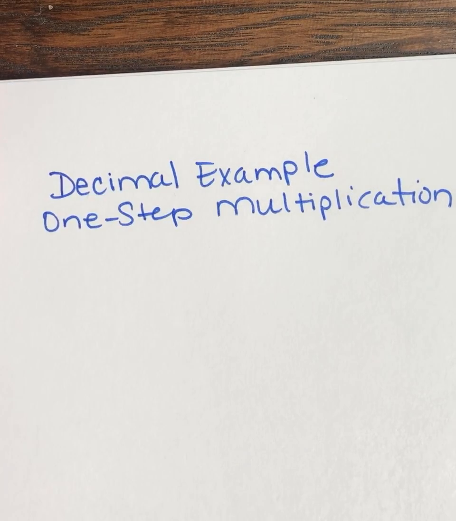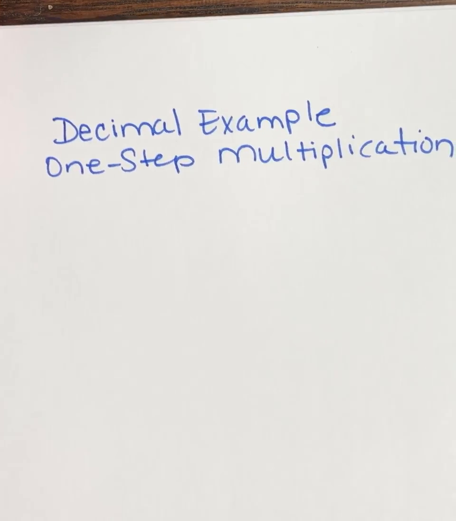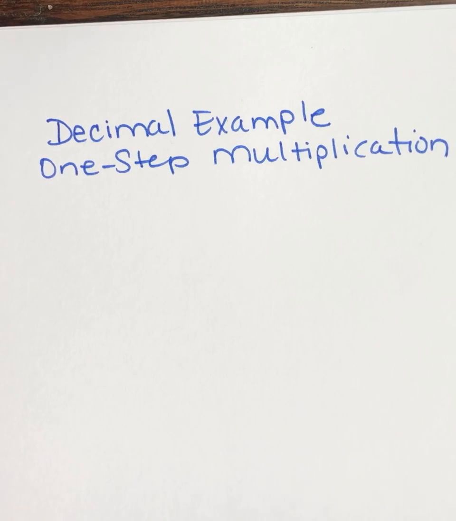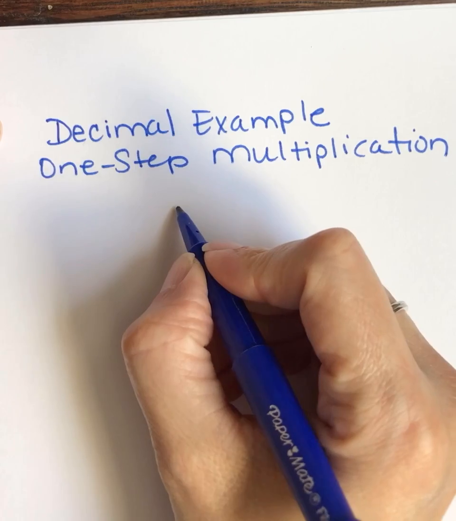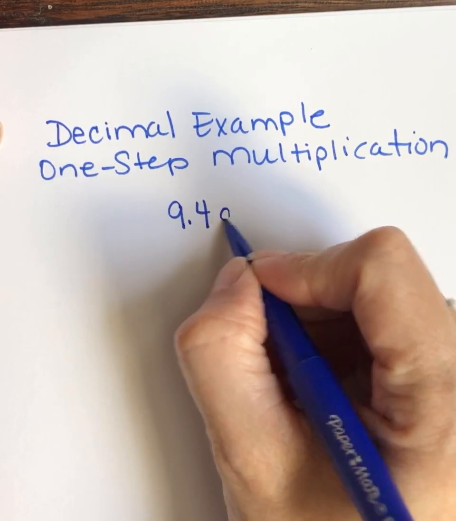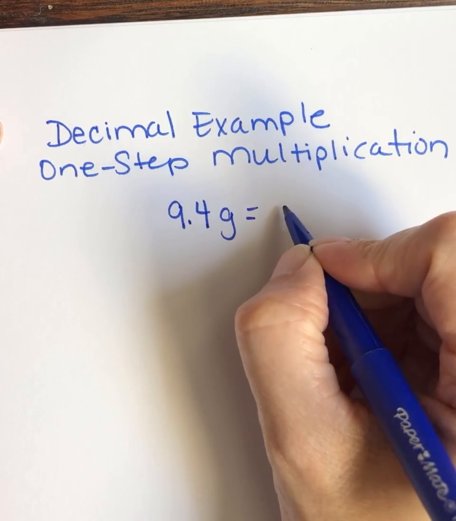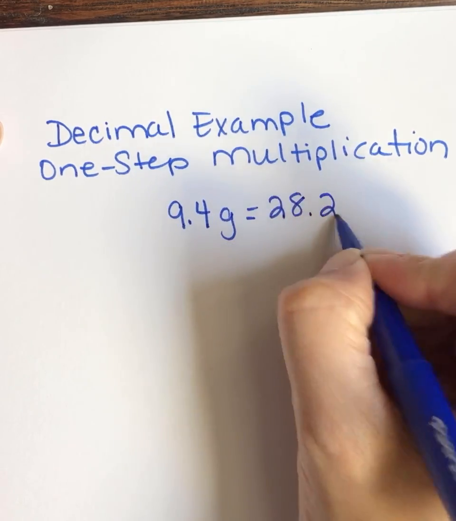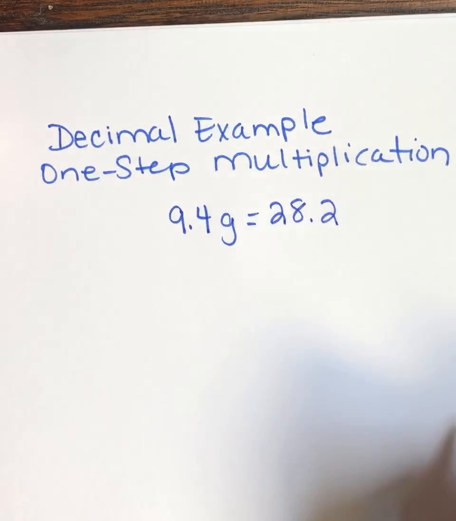All right, guys, now I'm going to show you a decimal example for one-step multiplication. It's a lot like the last ones we just did, except these will have a decimal. Sometimes both numbers can have a decimal, or just one of the numbers can have a decimal. For this one, we will have a decimal in both numbers. And this one's going to require some scratch work off to the side.